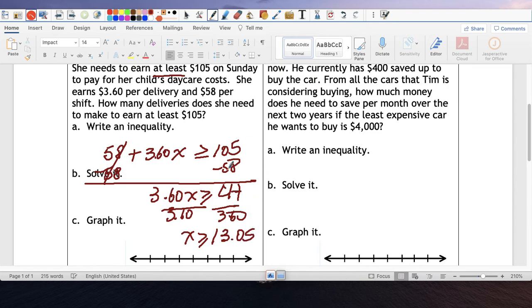Now think about it. If she makes exactly 13 deliveries, she's still going to fall short, because she needs to make more than 13 deliveries, 13.05. And because she can't make 13.05 deliveries, the next one would be 14. So our answer represents, in context of this story, she needs to make 14 deliveries or more.